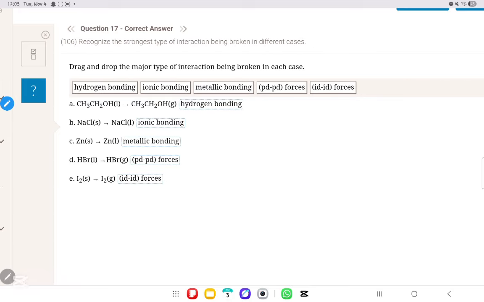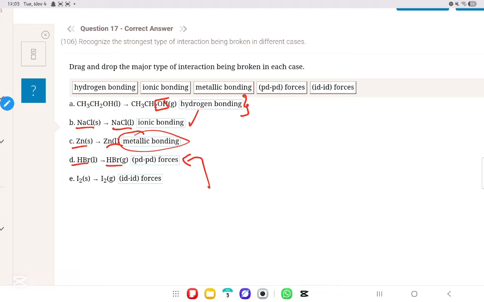17. Here directly I see OH. When I see a highly electronegative atom bonded to a hydrogen, I directly think of hydrogen bonding. NaCl, Na plus, Cl minus, ions, so ionic bonding. Zn is a metal, so definitely it's metallic bonding. HBr: this is not ionic. H and Br are both non-metals, so definitely covalent. But we'll not say anything about covalent forces. Instead, we'll focus on the intermolecular forces.